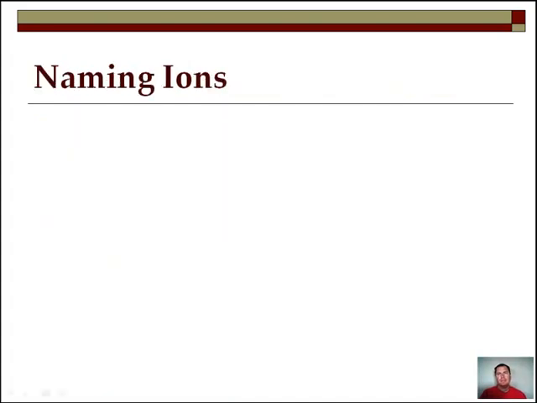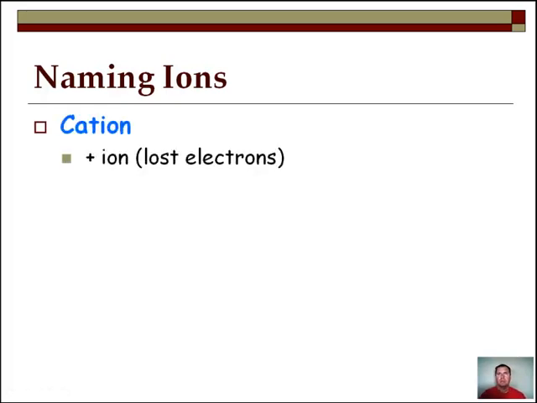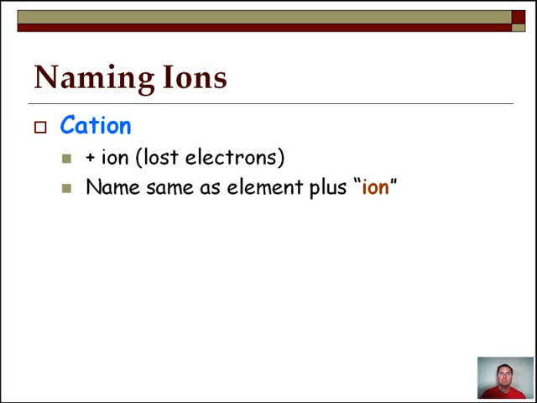Okay, naming ions. This is the start of naming. We're going to name lots of stuff. And naming cations is really quick, easy. Remember, cations are positive ions. They lost electrons, became positive. They're on the left-hand side. They're metals. So what you're going to do is the name is the same as the element. You're just going to add the word ion on the end of it.